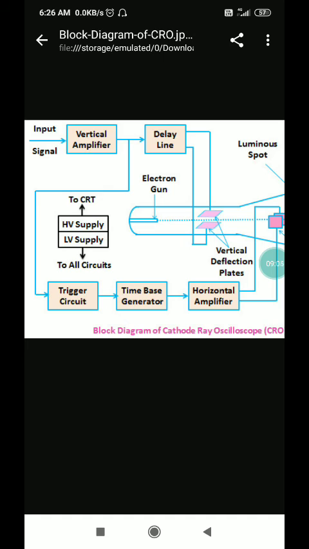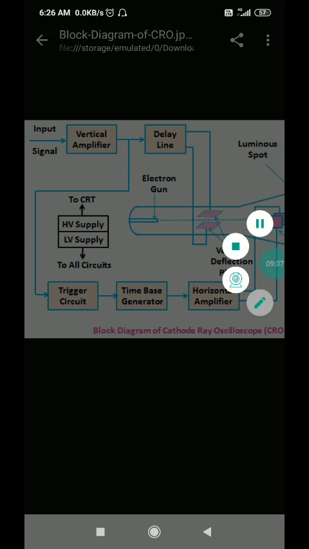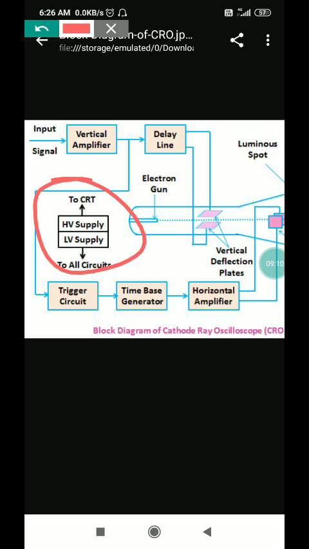Apart from that, we have got one more thing in the block diagram, and that is the power supply. The power supply contains two sections: high voltage power supply and low voltage power supply. Why do we require high voltage? Because the generation of the electron beam requires very high voltage, even more than thousands of volts. That is why we need a high voltage supply, and we need a low voltage supply for driving the rest of the circuitry like amplifiers, delay line, time based generator, etc.